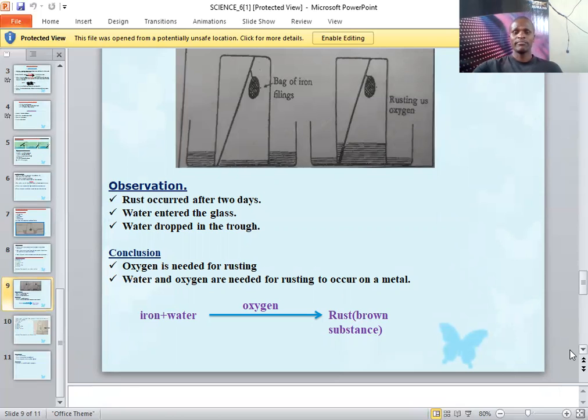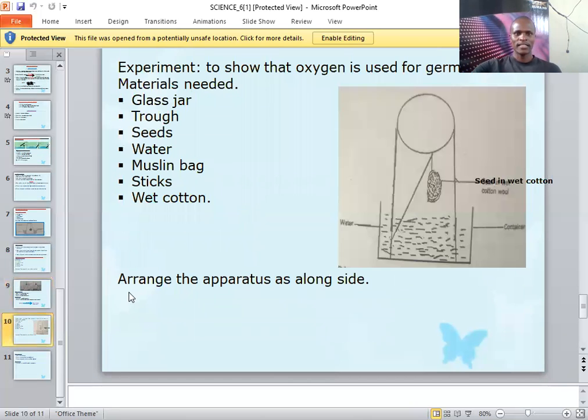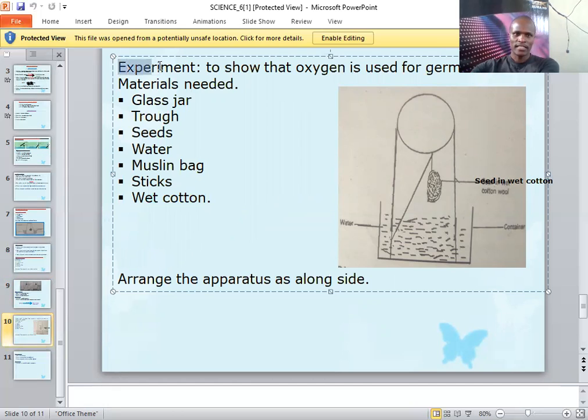Therefore, dear learner, this experiment was used to investigate how oxygen is used for rusting. Let's look at the second experiment, which we should also look at after that. Another experiment was, is it true that oxygen is used for germination? This is another experiment that we're supposed to conduct. How is oxygen used for germination?